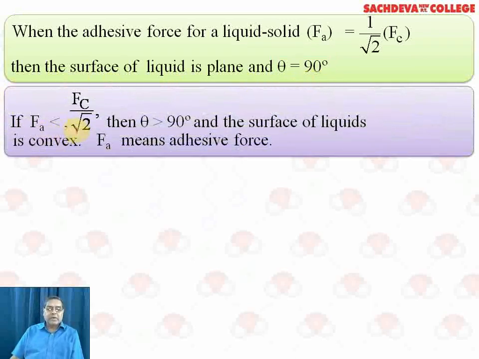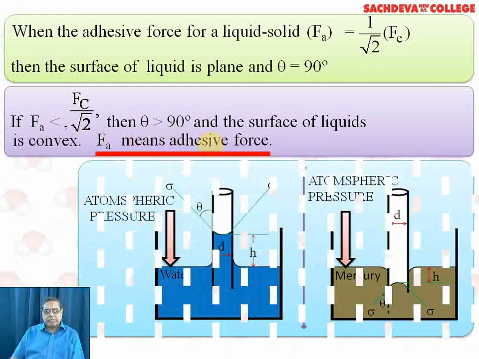Now, Fa stands for the adhesive force and Fc stands for the cohesive force. If the adhesive force is less than the cohesive force divided by root 2, then theta will be greater than 90 and the surface of the liquid is convex. So that can be the reason why the mercury meniscus is convex.